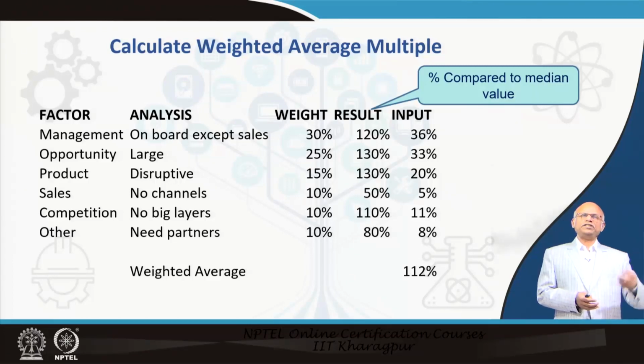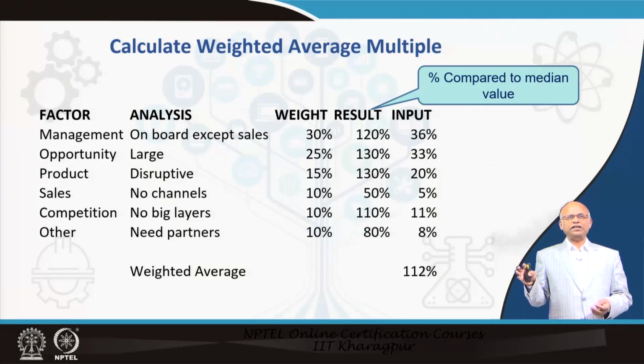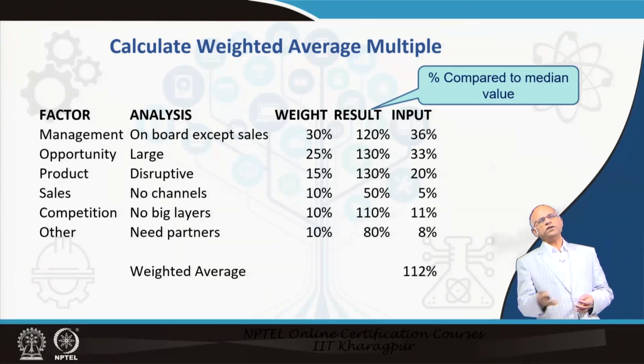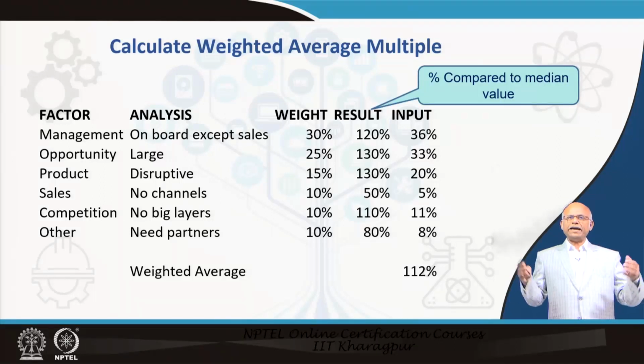Similarly, for opportunity, you think your company enjoys a 30% premium, so it becomes 33% weightage. Likewise, the weightages change. So, the weighted average becomes 112.